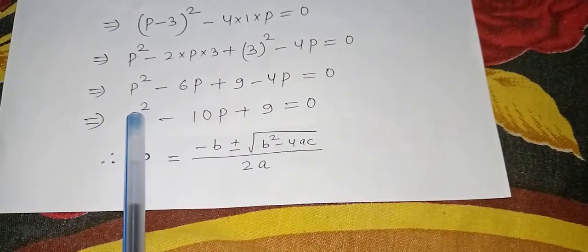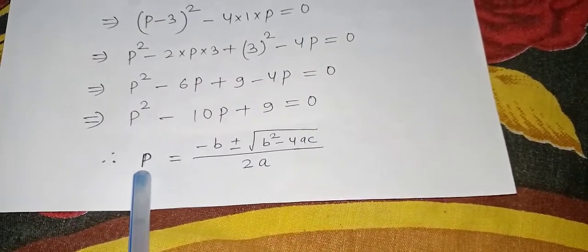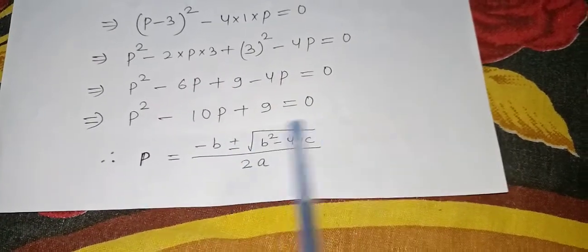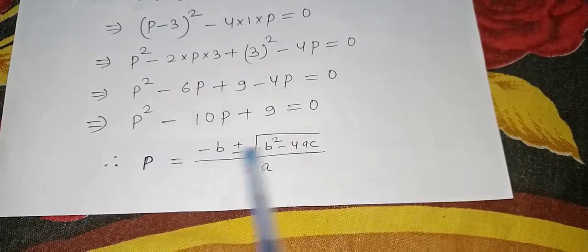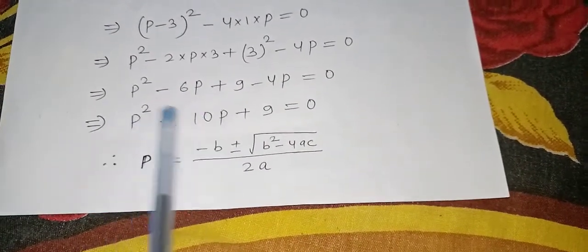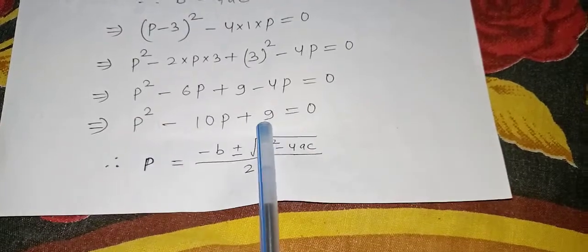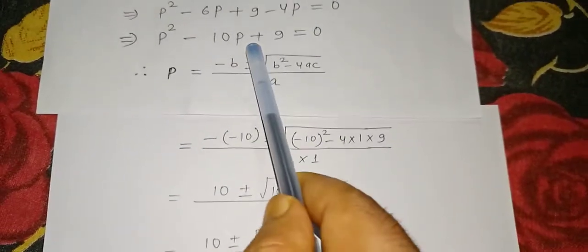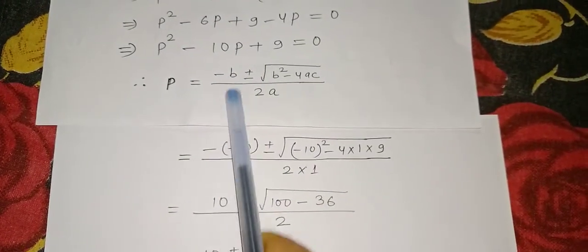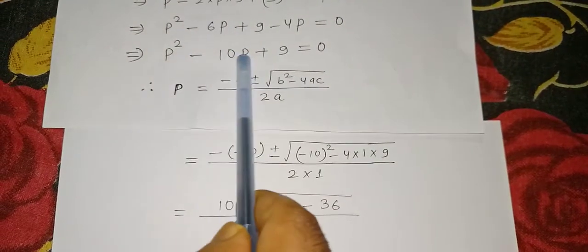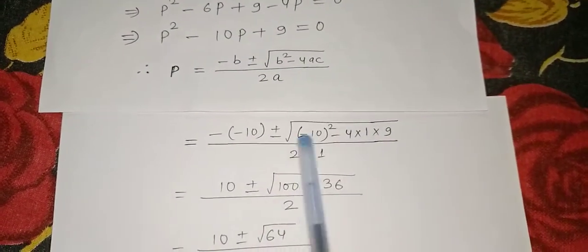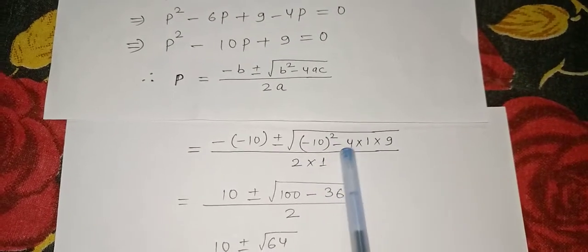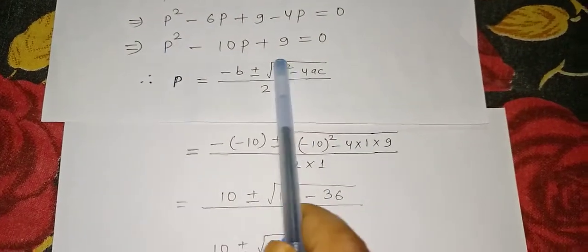Since I used to find the value of x, but here I have to find the value of p, so I will write p equal to minus b plus minus root over b square minus 4ac by 2a. Now you can see value of a is 1, value of b is minus 10, and value of c is 9. So same thing I have used here in my next page. You can see here is my formula. Here I wrote the value of b as minus 10. This minus came here, and this minus 10 is value of b. Minus 10 plus minus root over b square means minus 10 square minus 4ac, 4 into a is 1 and c is 9.